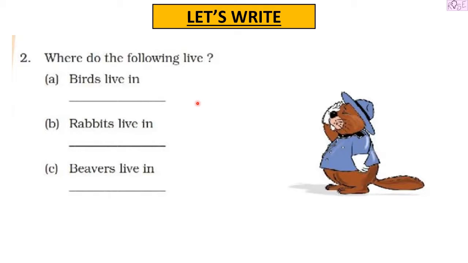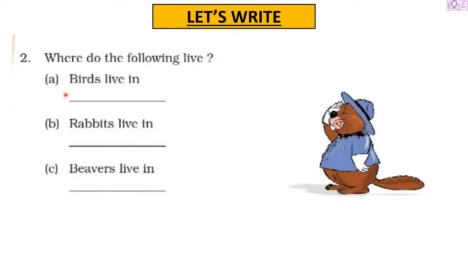For example, the place in which human beings live are called homes or houses, right? You live in a house, I live in a house, right? Similarly, all these animals also live somewhere and their places to live also have names. We have to find those names and write it here. So the first animal they are talking about is birds. Second is rabbits and third is beavers. Okay, so these are the 3 animals that we are going to talk about today.